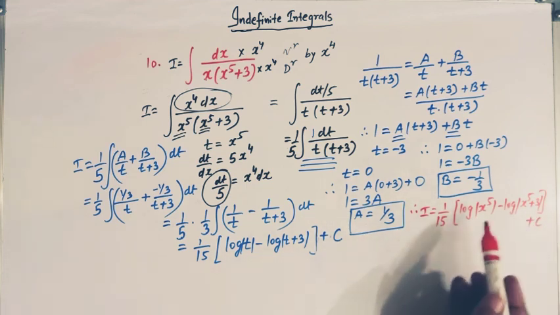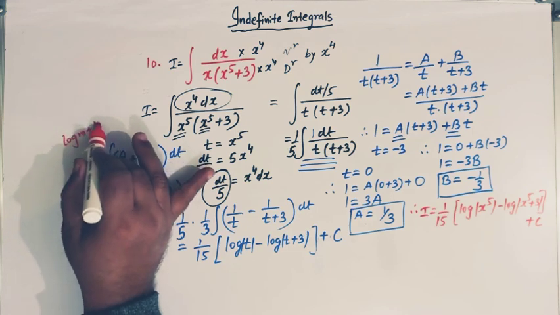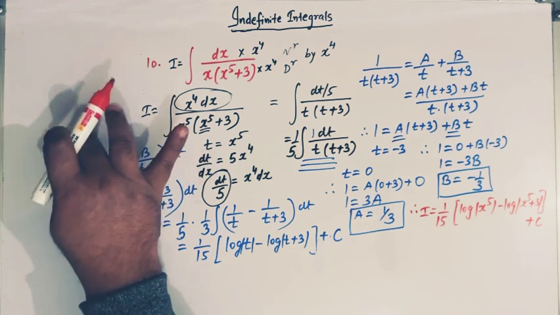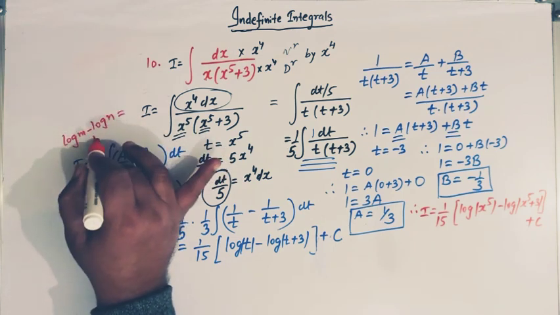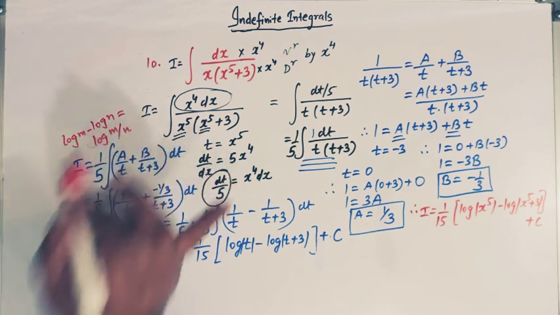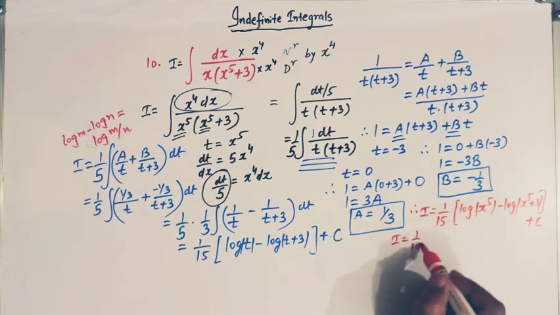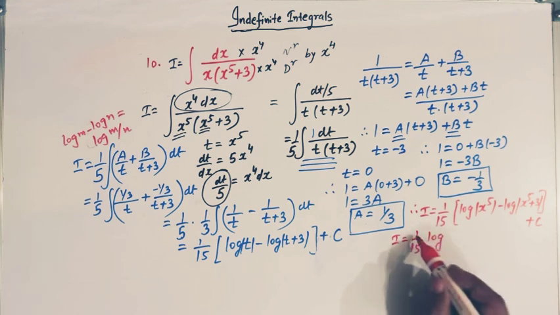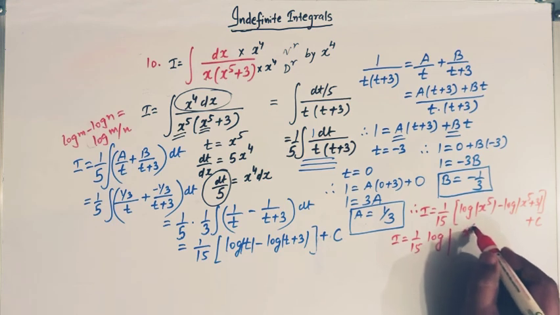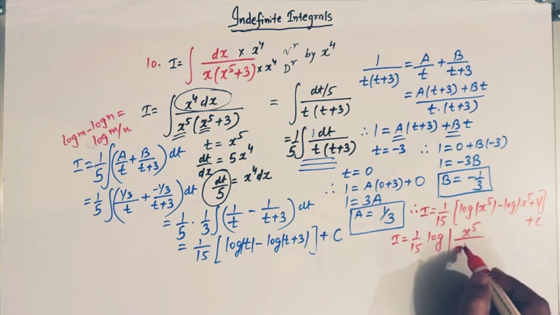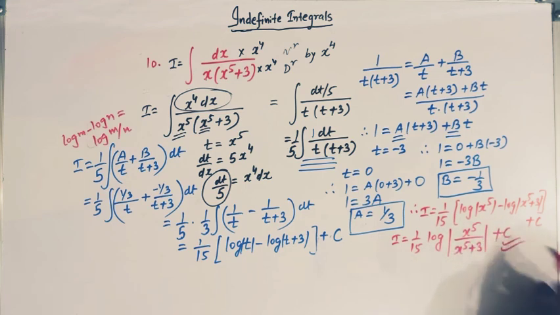And now using the property of log, that is log m minus log n can be written as log m over n. So we can write I as 1 over 15 log x raised to 5 divided by x raised to 5 plus 3 plus c. So this is the required result.